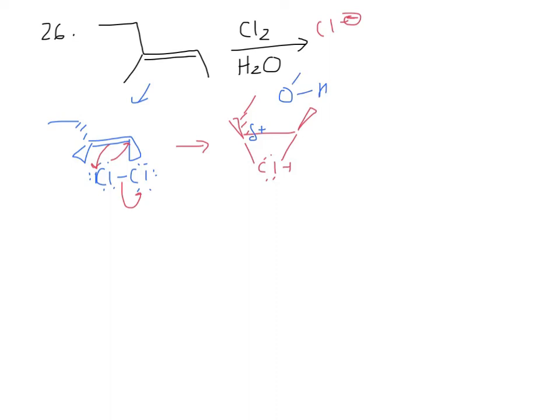So water will be attacking that guy, like so, and breaking the bond up to the chlorine as the leaving group, which means I get OH2 up here with a positive charge. Chlorine would be down there, methyl group up, and methyl group and ethyl group down there. So we're not done. Another molecule of water is going to come in to deprotonate.